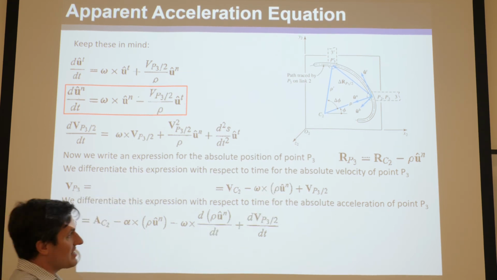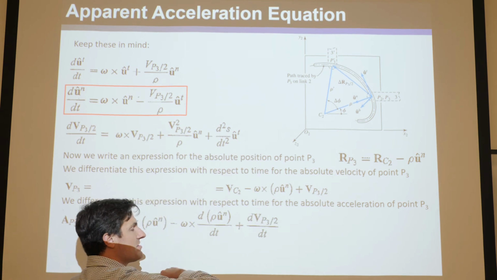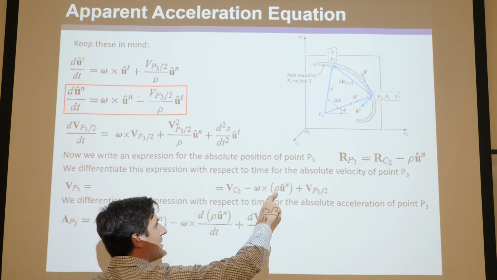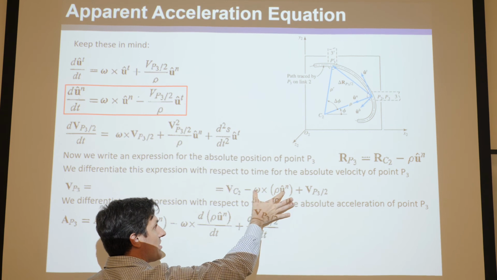And notice this is a cross product, so omega definitely changes. And rho doesn't, but un does too, and these things are both cross products.